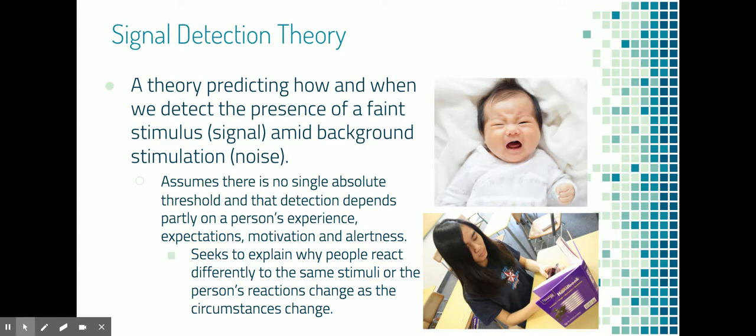Instead, someone's ability to detect depends partly on a person's experience, expectation, their motivation, and their alertness. And what the signal detection theory is really trying to explain is why some people react differently to the same stimuli, or their reactions change as their circumstances change.